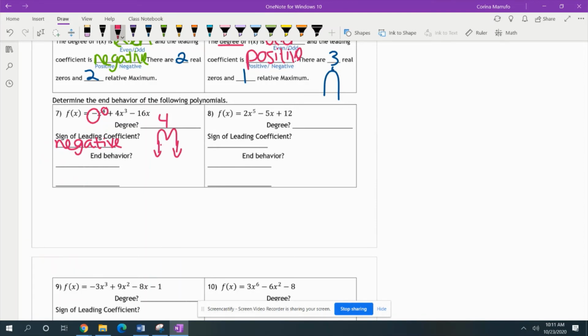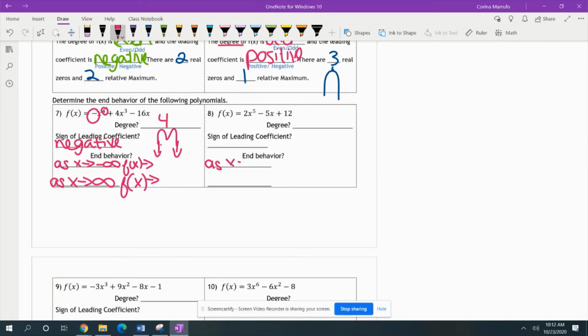So the end behavior, this is the way we write our end behavior. It's going to be: as x approaches negative infinity, f of x approaches, and then this is the part that's going to be different for every problem. And then this part: as x approaches positive infinity, f of x approaches, and this part is also going to be different for every problem. The rest of it, you're going to copy down for every single one of them.